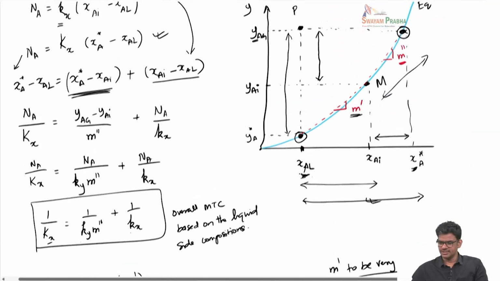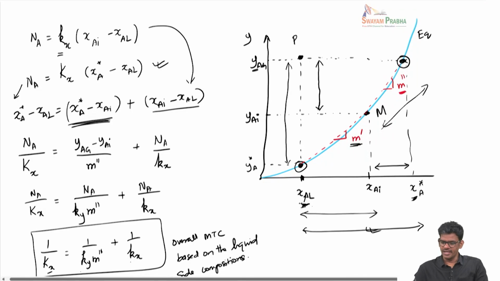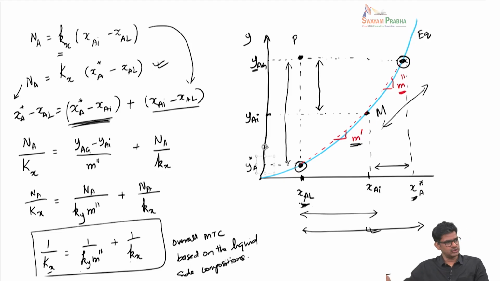Graphically, what this means is, here I showed YAG is here, YA star is here, so the differences are different. YAG minus YA star is much higher than YAG minus YAI. But if the slope of the line becomes very small, this YAI and YA star will come close to each other.